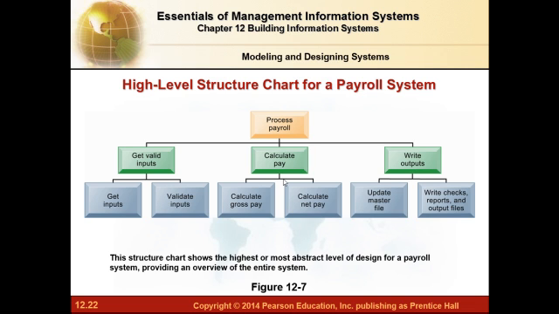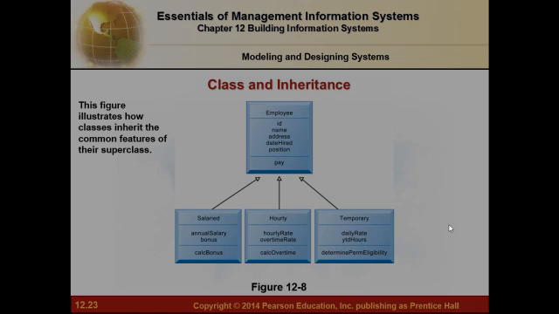This is the structure chart, showing the highest or most abstract level of design for a payroll system, providing an overview of the entire system. Process payroll, get valid input. In get valid input: get input, validate input; calculate pay: calculate gross pay, calculate net pay; write output: update master file, write checks, report and output file.